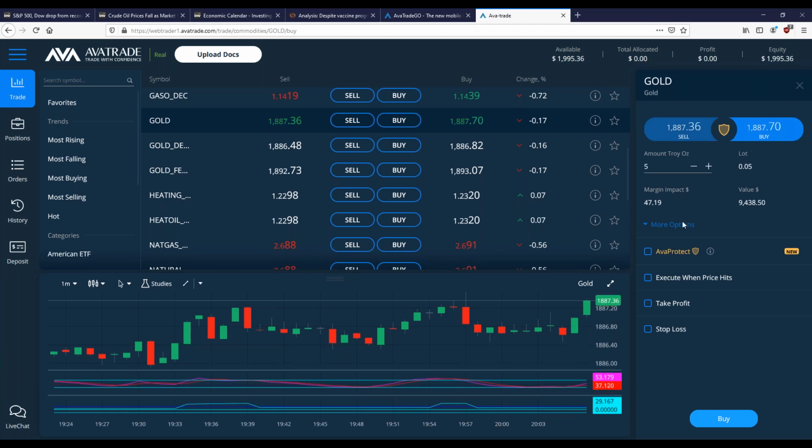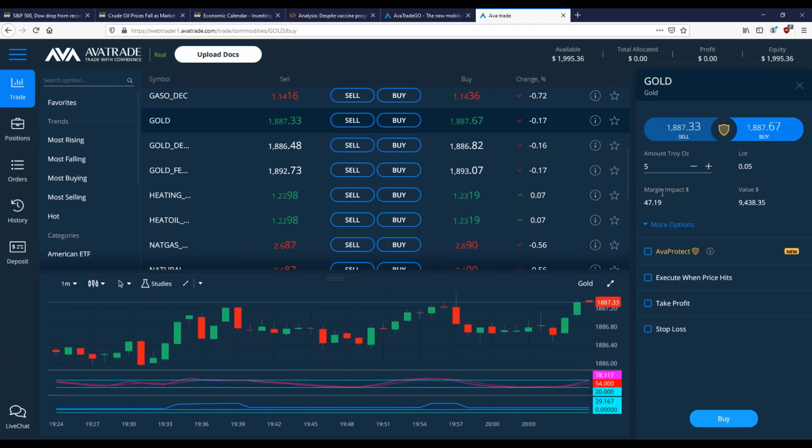We talked about Ava Protect. And so if I want to choose Ava Protect, okay, maybe I want to do five ounces. It tells me my lot size and the number of ounces for gold right here. Here's how much margin it will take to open that trade. I look at my balance, I say, oh, I have plenty. I can open a trade even a lot bigger than that. Here's my margin impact. And if your account was in euros or pounds or Canadian dollars or whatever, it will calculate in your account currency what the margin requirement is.